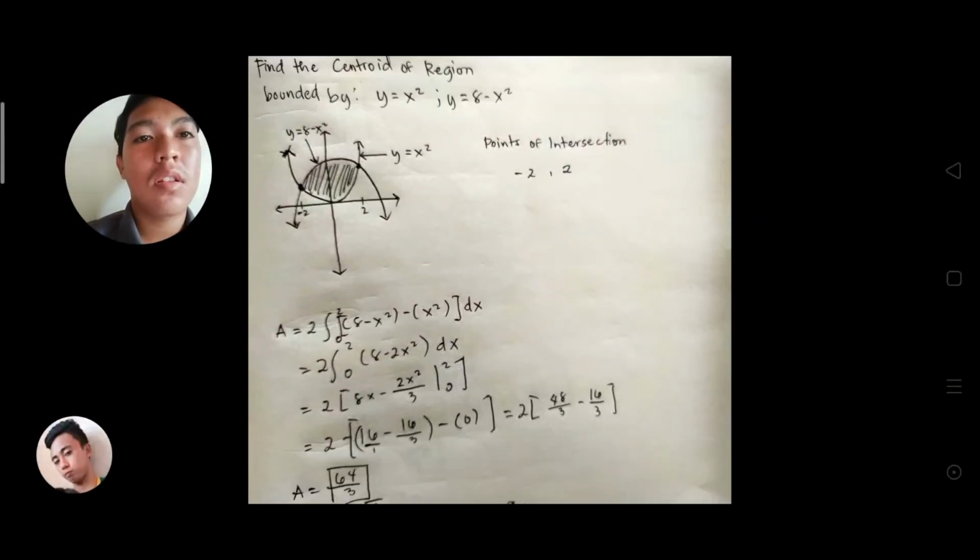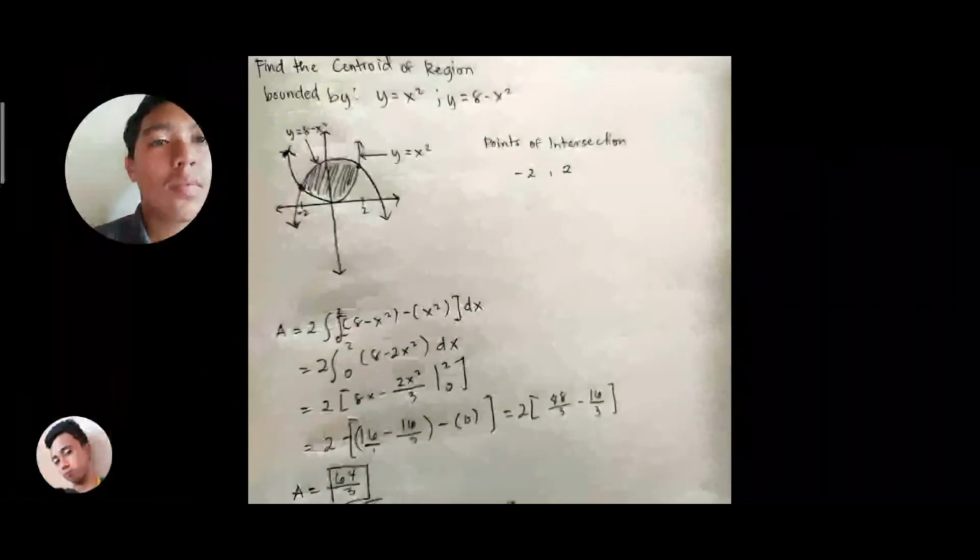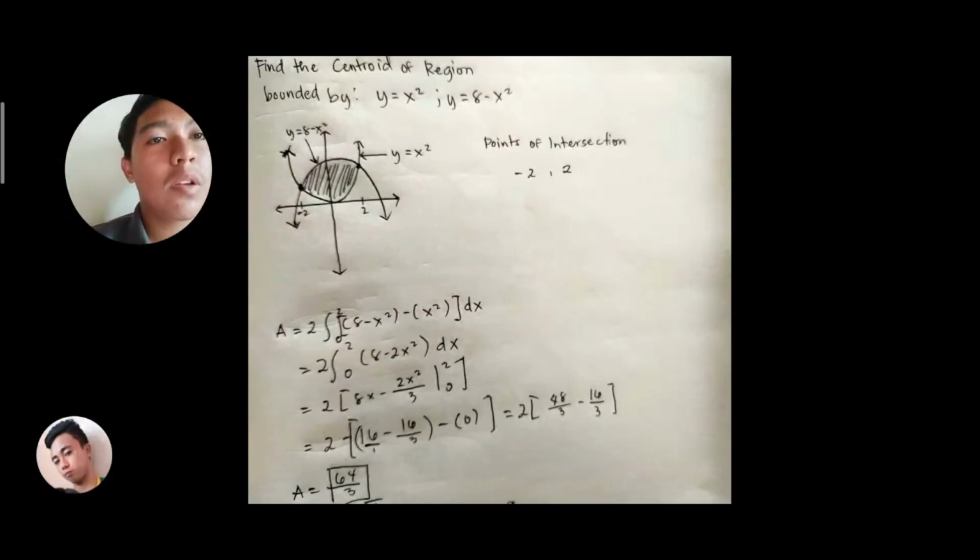This equals 2 times 16 minus 16 over 3, minus 0, which is equal to 2 multiplied by 48 over 3 minus 16 over 3. The area is equal to 64 over 3.